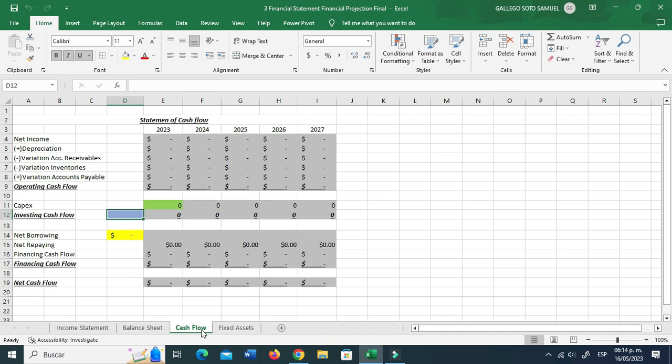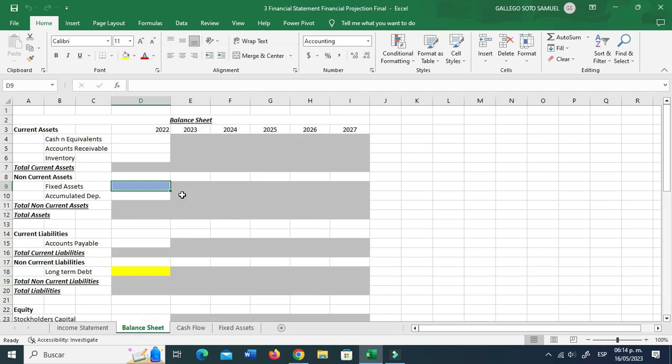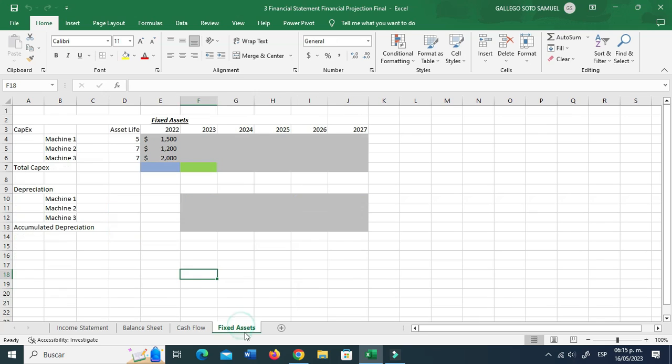We have another tab in which we're going to be talking about the cash flow. This is going to be the statement of cash flow, which is going to provide the net cash flow for the project. That's going to be linked directly to the balance sheet through the cash and equivalents account. And here we have the capex, or the fixed assets investment that we're going to be needing for this project, and shortly I'm going to show you how to deal with this.